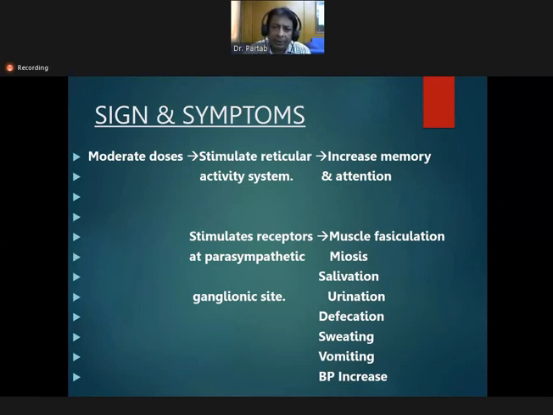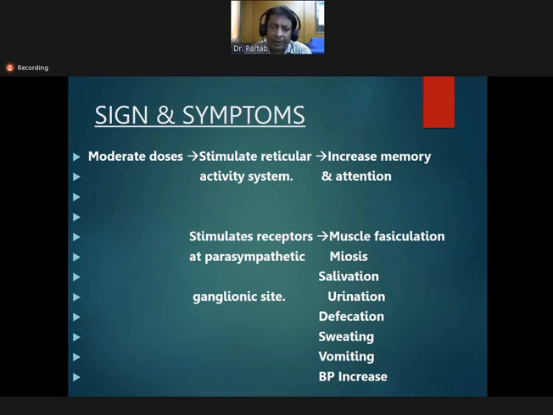It stimulates receptors, causing muscle fasciculations, and the parasympathetic actions are meiosis and salivation. The ganglionic actions are urination, defecation, sweating, vomiting, and increased blood pressure. These are the signs and symptoms and how it acts on the body.